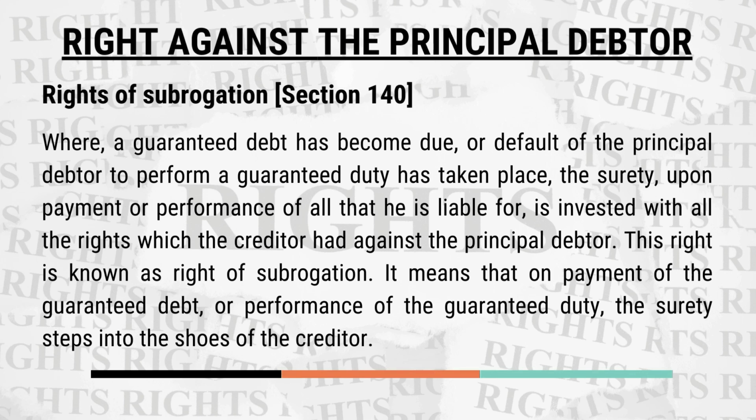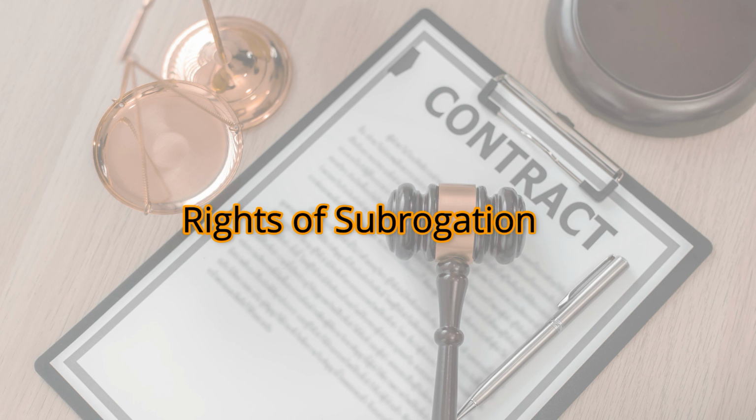One, right of subrogation, that is covered under section 140, where a guaranteed debt has become due and default of principal debtor to perform a guaranteed duty has taken place. Then surety, after making the payment or performance of what he is liable for, is invested with all the rights which the creditor had against the principal debtor. So, he will step into the shoes of creditor. This kind of right is known as right of subrogation.